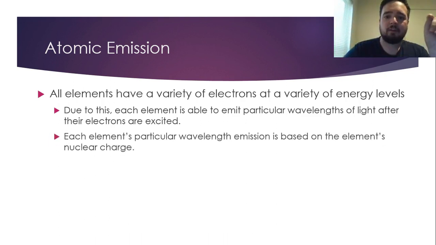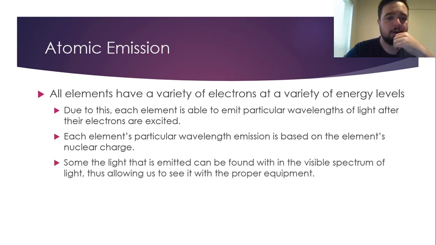Each element's particular wavelength emission is based on the element's nuclear charge, which we'll dive further into later on in the year. Some of the light that is emitted can be found within the visible spectrum of light. Visible meaning that we can see it with our eyes.